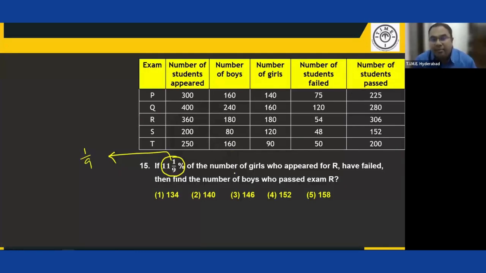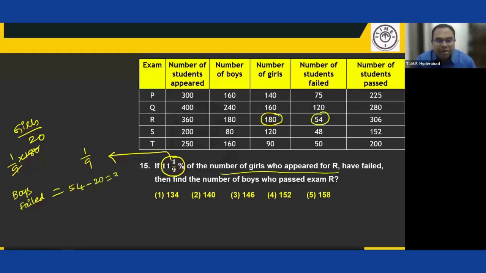1/9% is 1/9. 1/9 of the number of girls who appeared for R have failed. How many appeared for R? Girls 180. 1/9 of 180. How many failed? 20. 20 girls failed. How many boys failed? Total failed, I know, 54. Out of these 54, 20 are girls. So 34 boys failed. What's the question? How many boys passed? How many boys appeared? 180 appeared, 34 failed. So it has to be 146. Correct, Shima. Palak, correct.